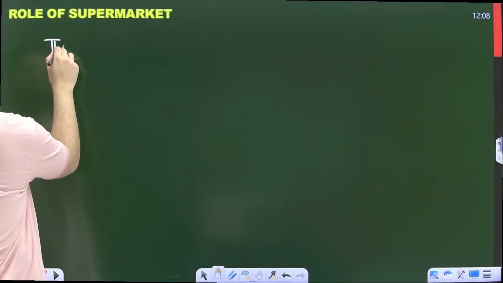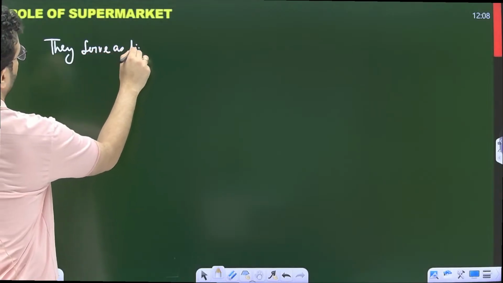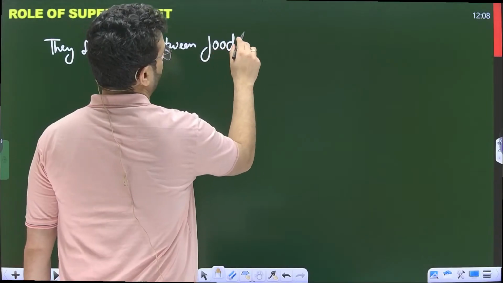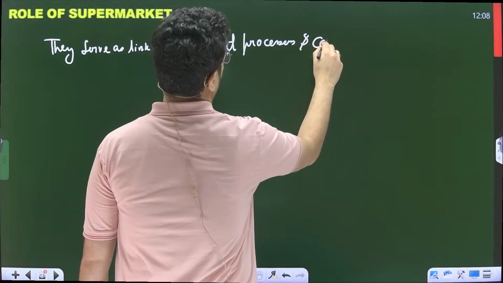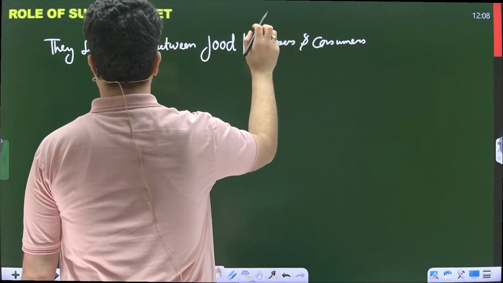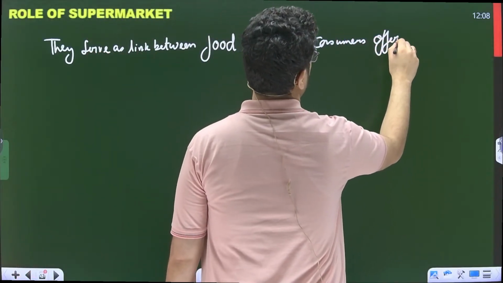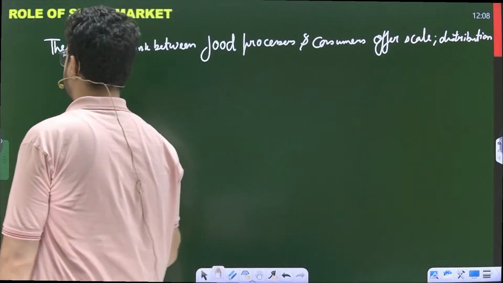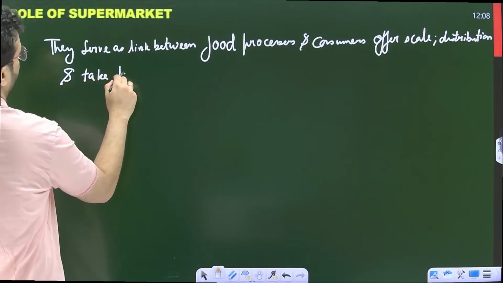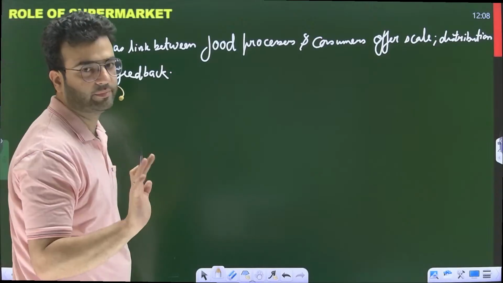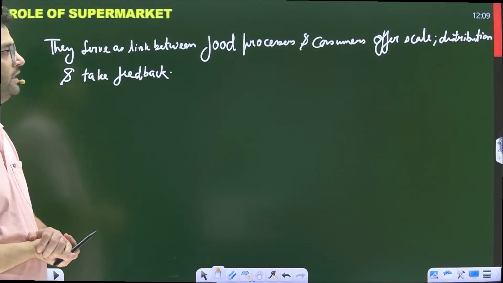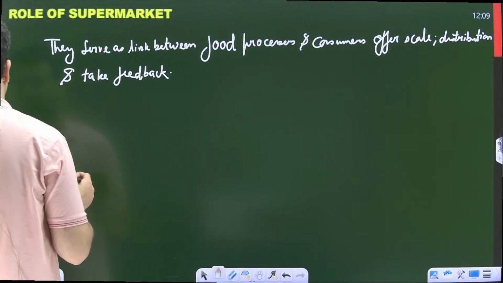Let's discuss them. First of all, they serve as a link between food processors and consumers, offer scale distribution and take feedback from them.